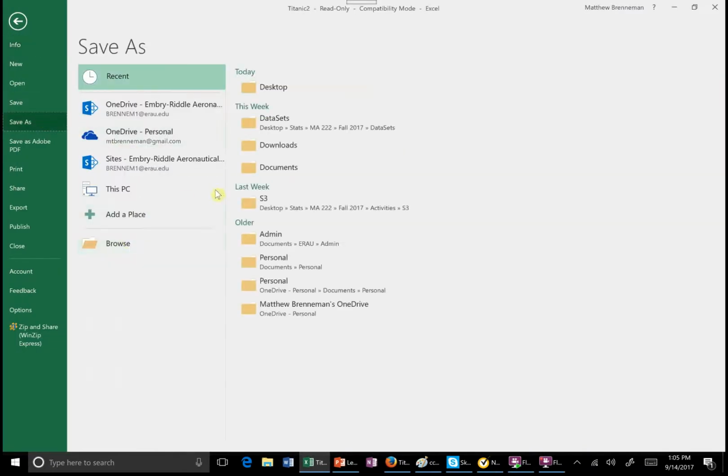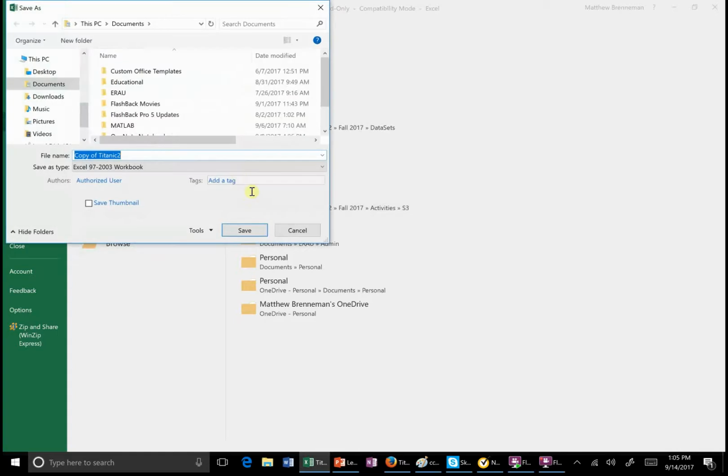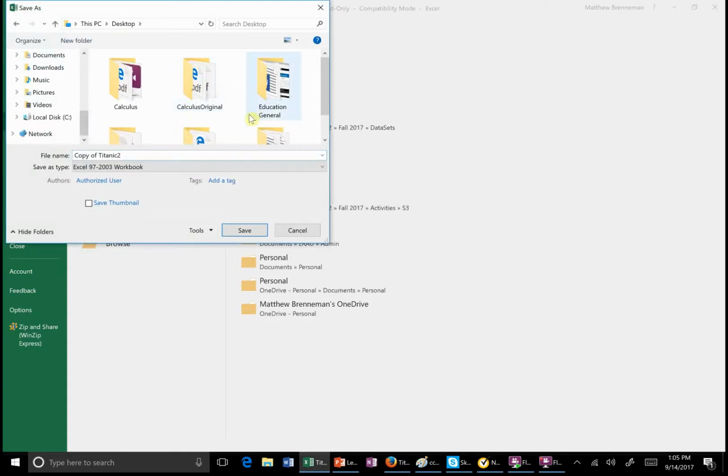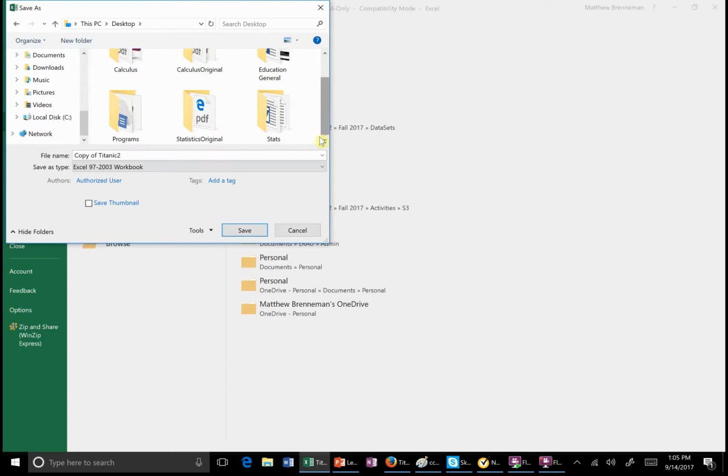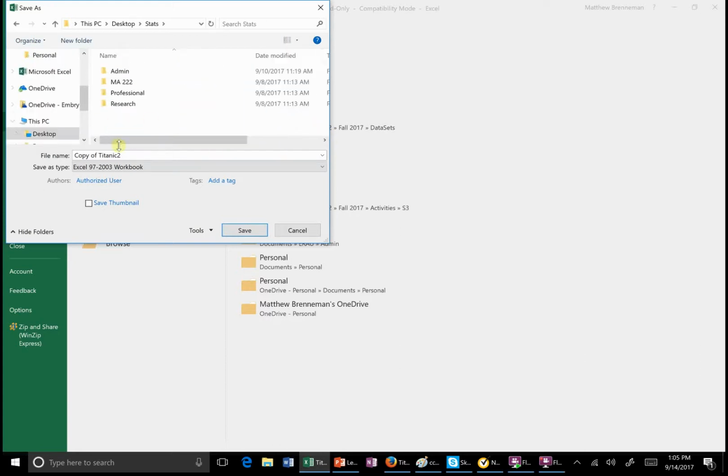So we'll just save this. I'm going to save it. Stats, data sets, and that's where I would save it. Mine's already saved there.